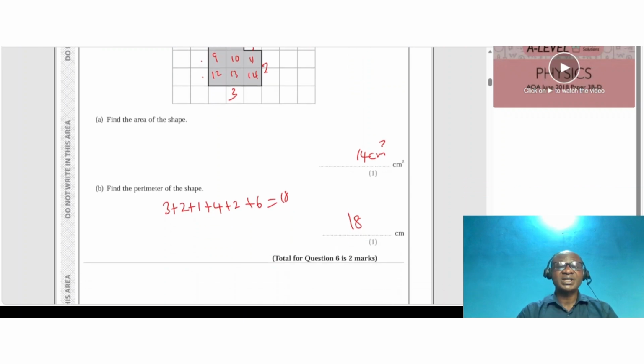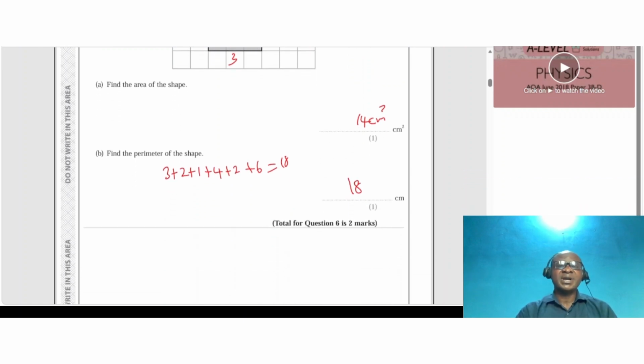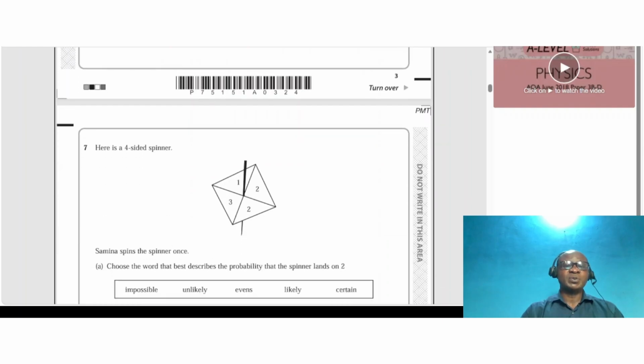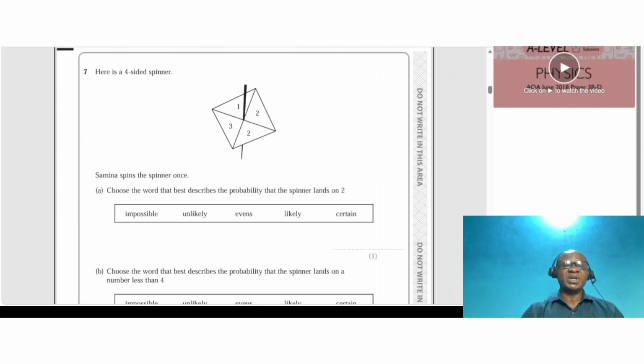Yeah. So that is exactly what we have done here. You count the squares and allocate the side lengths. Okay. Next is here. It is a spinner, a four-sided spinner.